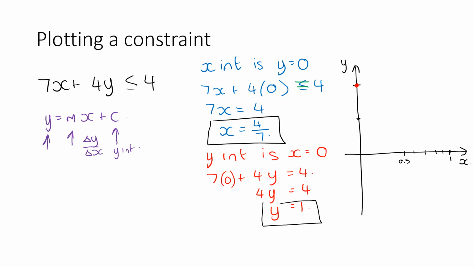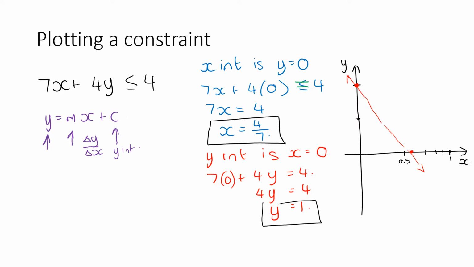So 4 over 7 is 0.57. So it will be sitting somewhere over here. It's not quite 0.6. And then we just connect the dots, obviously using a ruler preferably to have the line occurring. Not preferably, you should really be using a ruler. Okay, so that is one way to draw your line.